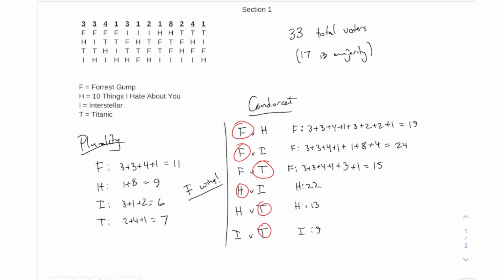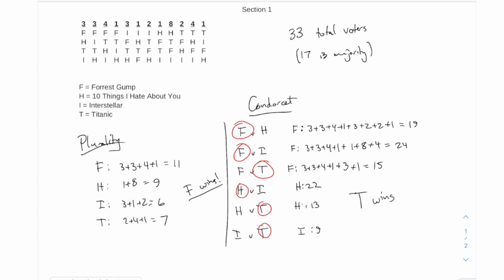Yes, all right, great. So what's your conclusion then for the Condorcet winner? Remember, you're looking for one of these candidates who wins in every one of their comparisons. Is there anybody? Titanic wins. The T, yeah, the Titanic wins here.